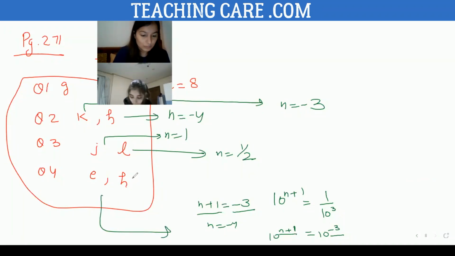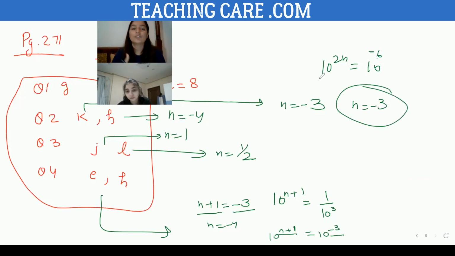And for H, I mean, -3. This is the H part of question number 4. Wait, I'll just write the question. 10 raised to power 2n equal to 10 raised to power 1, 2, 3, 4, 5, 6. What is your answer? -3. Very good. Correct. Good job. Only one was incorrect. I hope that is clear to you.